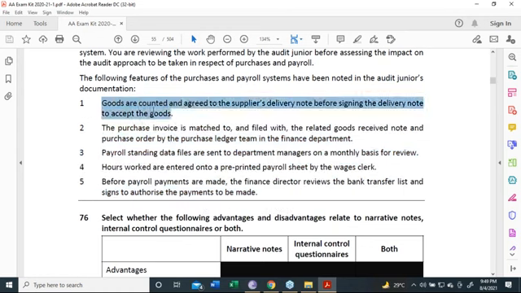Goods are counted and agreed to the supplier's delivery note before signing the delivery note to accept goods. So when the goods are received, we are going to count it and agree to the supplier's delivery note. But there is a problem. Once we are accepting the goods, we are counting it, good. We are matching it with the supplier's delivery note, good. But we are not matching it with one more thing.